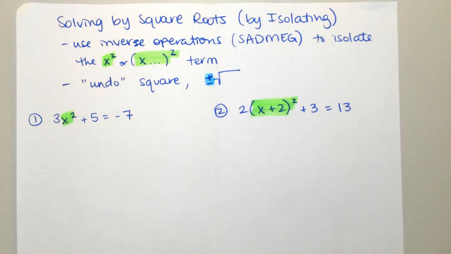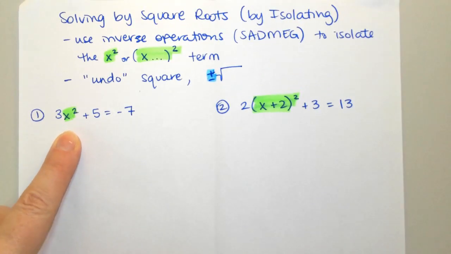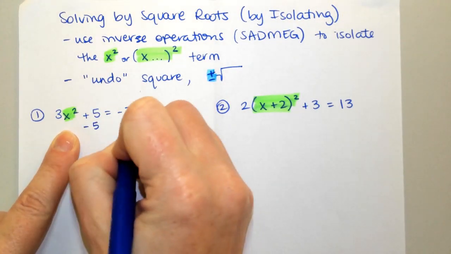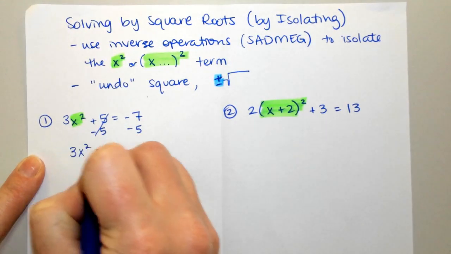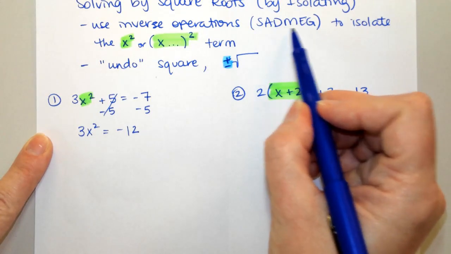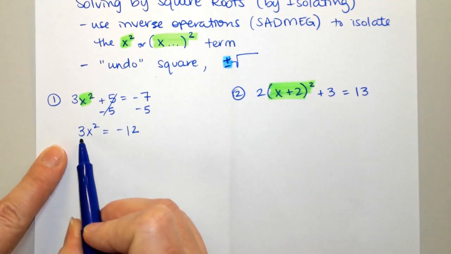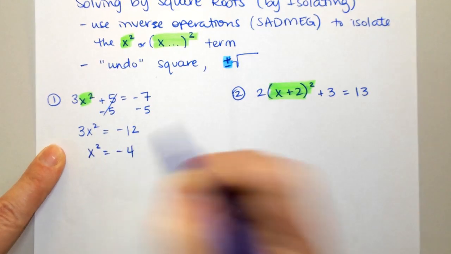Can you guys just shout out, how would I isolate the x squared here? So what would I do first? Okay, so I'm going to go ahead and subtract out that 5. I would always deal with addition and subtraction first for the most part. So I'm going to have negative 12. And then I would deal with division and multiplication next. So I had that coefficient of 3. I need to divide it out from both sides. So I'm going to have this.